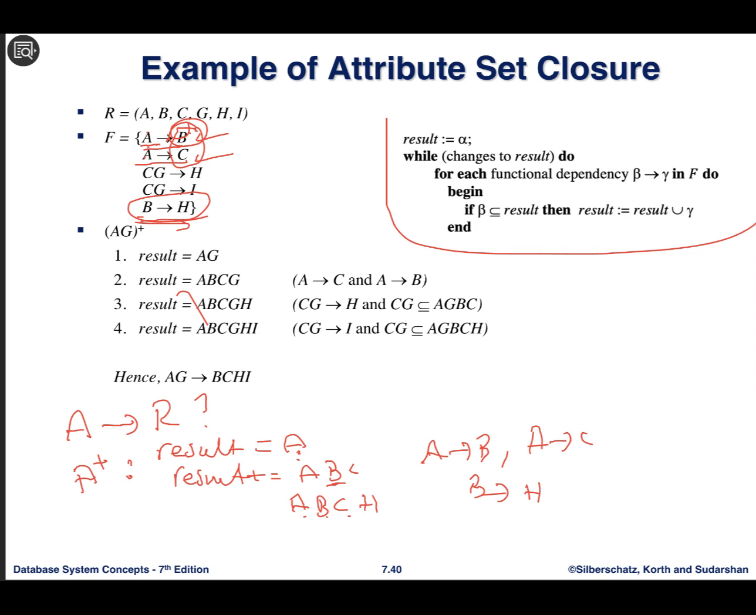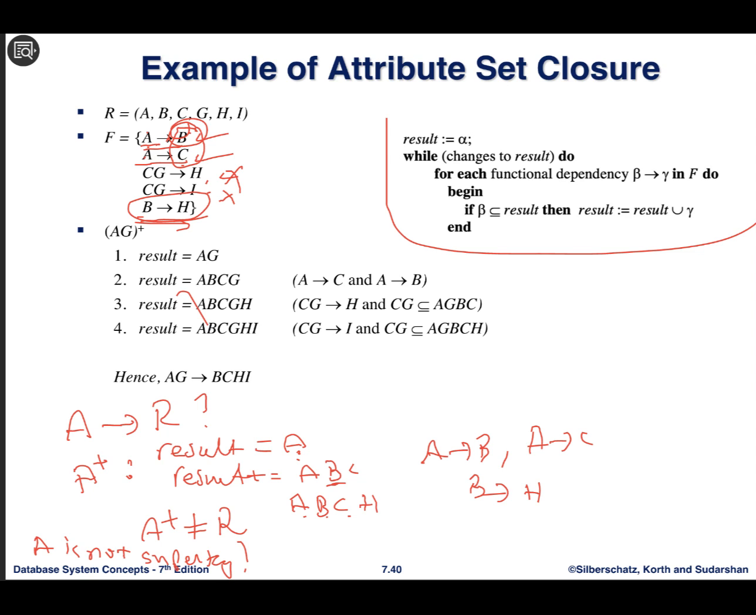Done. Do you see? I can't use this one. I can't follow this one because the left-hand side is not part of this subset here. I must have CG in order to apply this or this. So in this case, we end up here. So it looks like the A closure doesn't have all the attributes of R. That means A is not a super key.